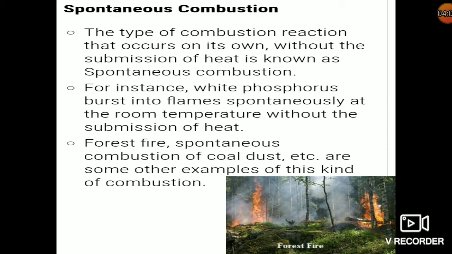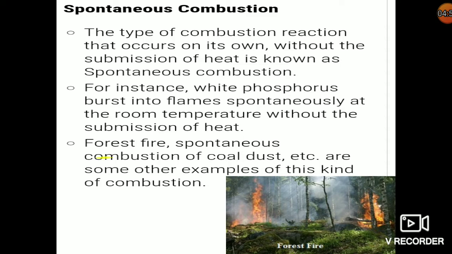The second type of combustion reaction is spontaneous combustion. Spontaneous means it happens naturally, by itself. The type of combustion reaction that occurs on its own without the application of heat is known as spontaneous combustion. For instance, white phosphorus bursts into flames spontaneously at room temperature without the application of heat. If you keep some white phosphorus, it will catch fire by itself. You need not give any heat to ignite it. Without external heat, it will catch fire itself. So it is an example of spontaneous combustion.